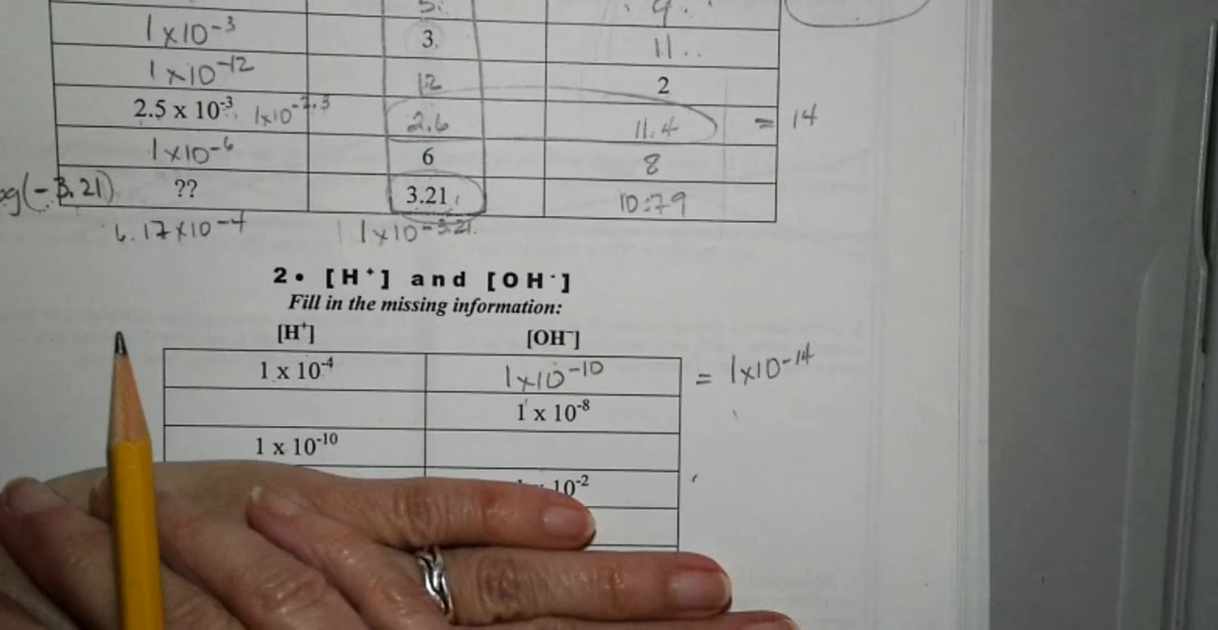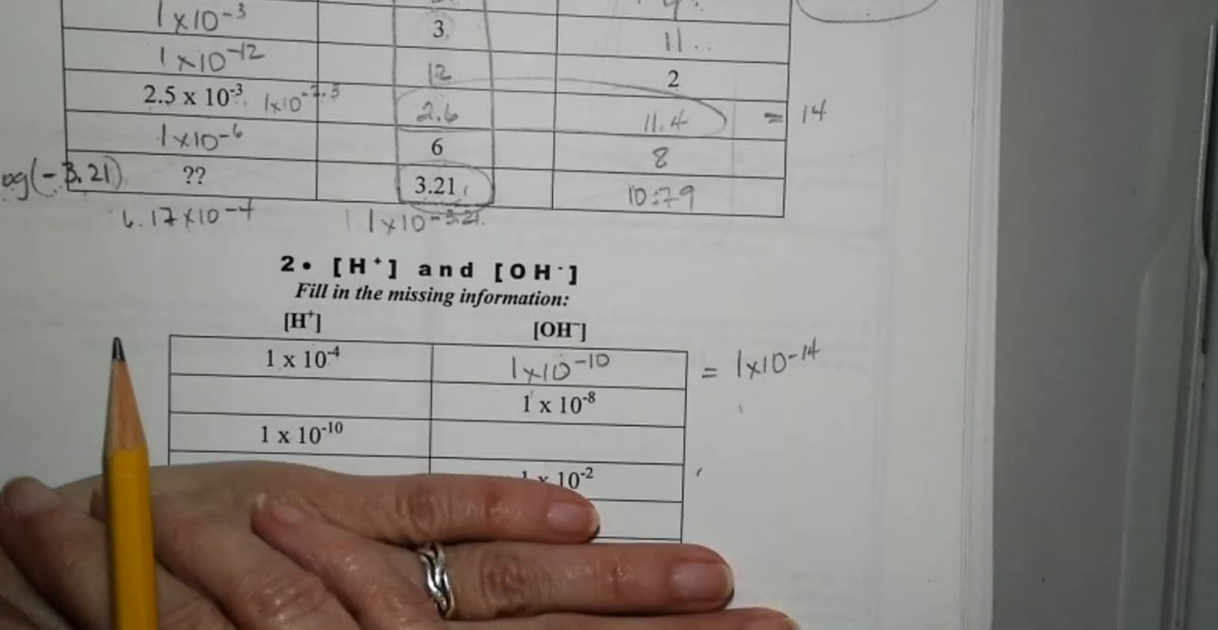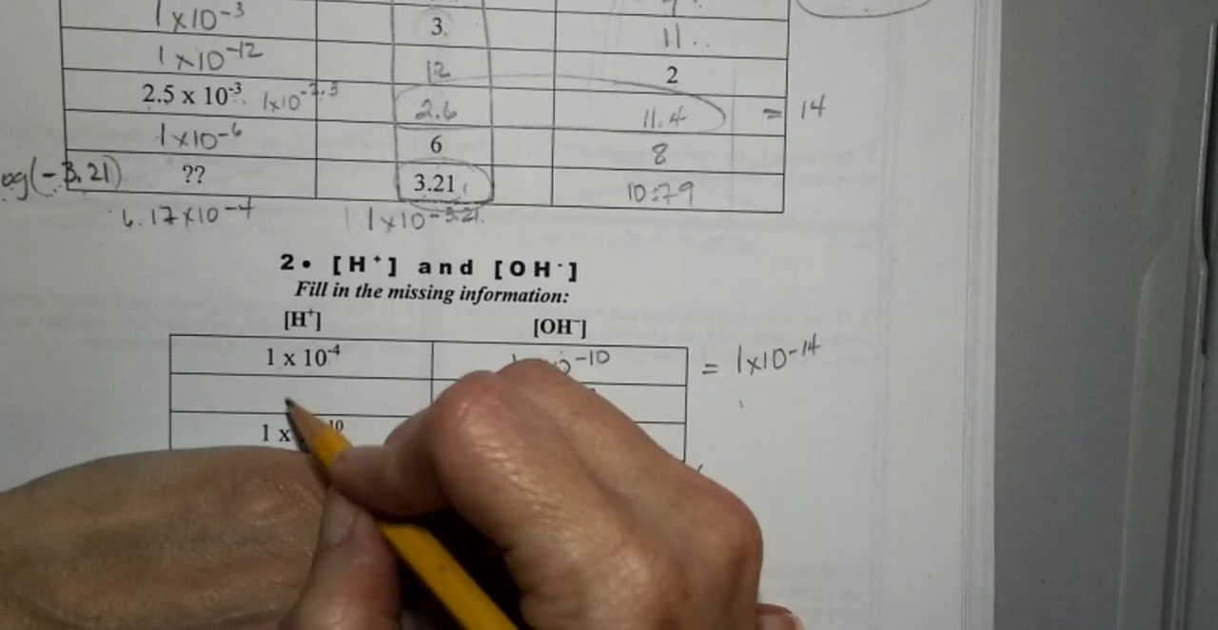So 8 plus what is 14? So 1 times 10 to the negative 6. Yeah?